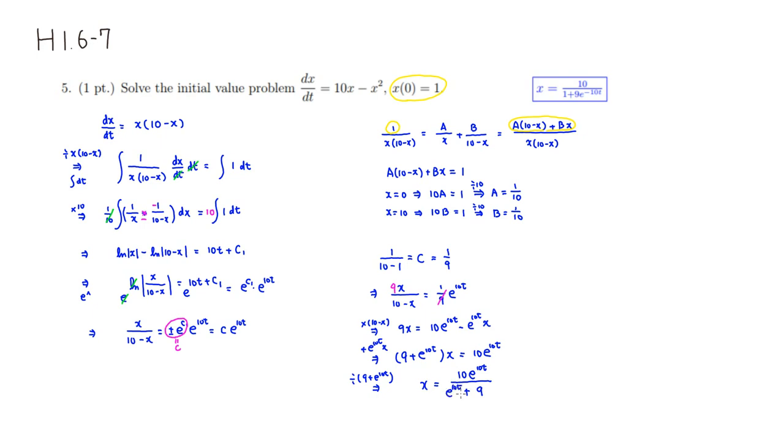And the answer looks a little bit different from the answer we have here, but all you have to do is multiply top and bottom by e to the negative 10t. Then e to the 10t and e to the negative 10t cancel out, so you got 10 on top, and on the bottom you got 1 plus 9 e to the negative 10t. So that's why we get this answer right here. All right, that's it. I hope that this was clear.